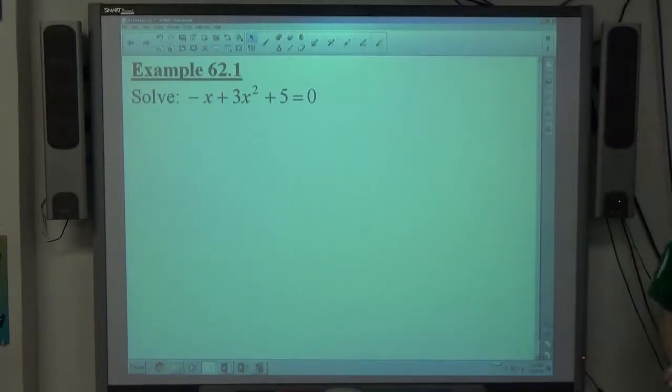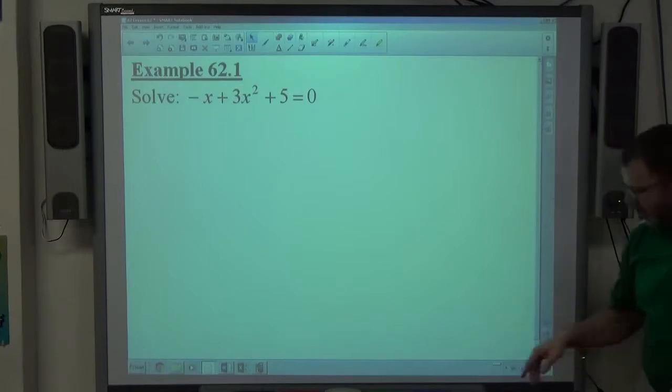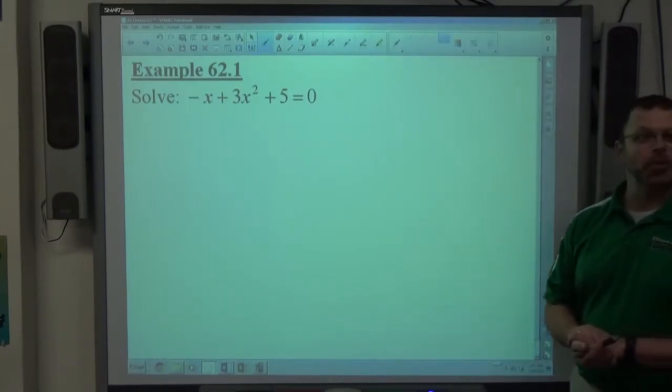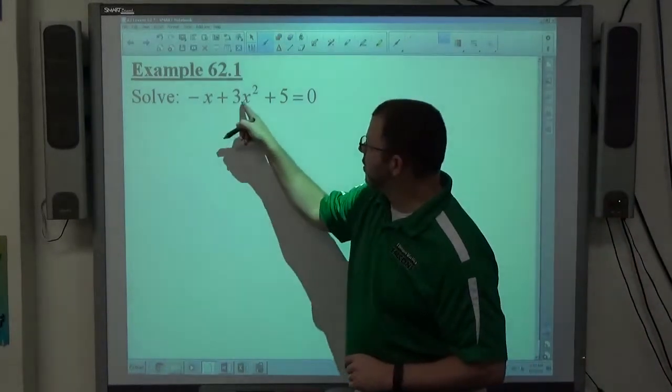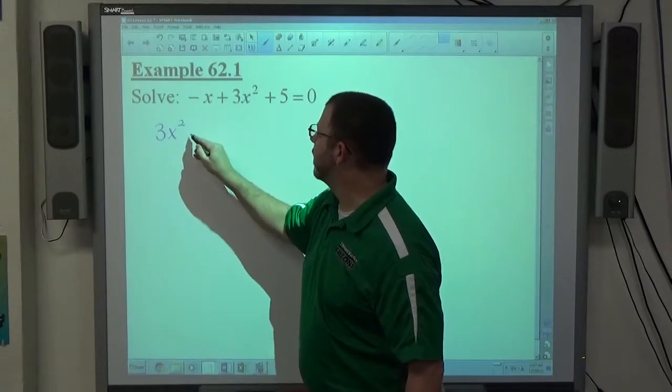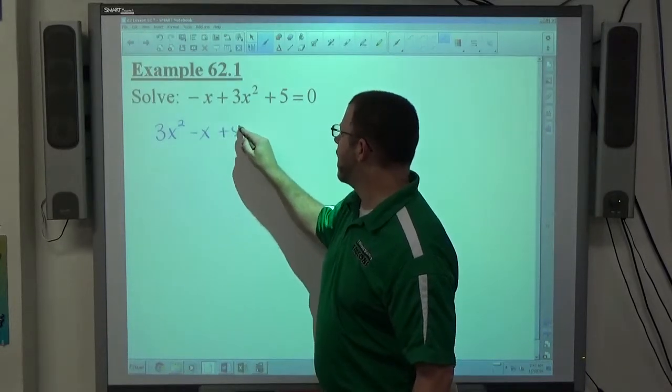All right, example one. Solve negative x plus 3x squared plus 5 equals 0. Now, completing the square, the first step of completing the square is descending order equals 0. And as we can see, we don't have descending order because these two terms are backwards. So if I rearrange it, 3x squared minus x plus 5 equals 0.